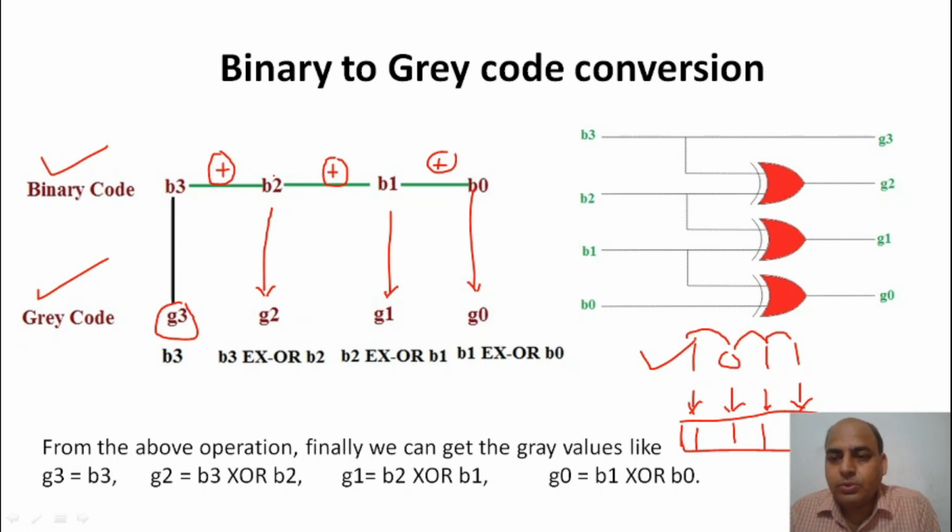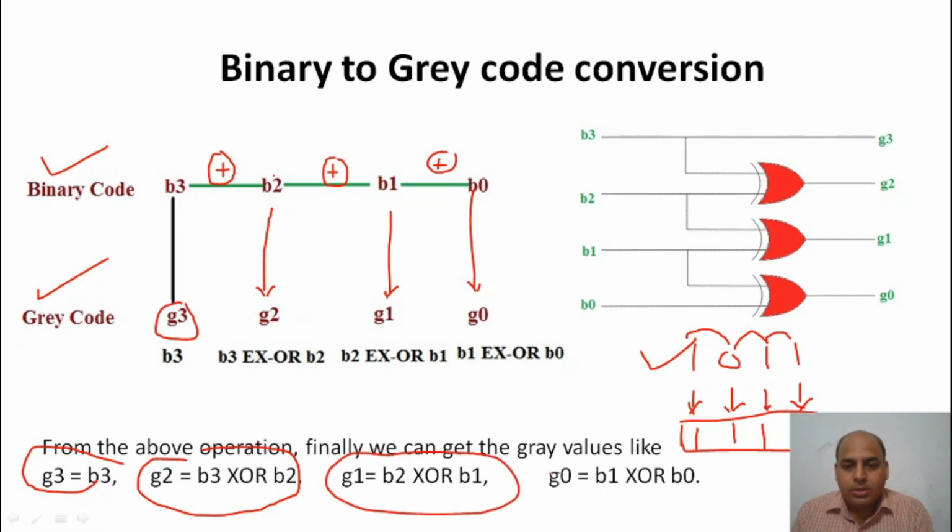binary 1011. So here G3 equals B3, first thing, G2 equals B3 XOR B2, G1 equals B2 XOR B1, and G0 equals B1 XOR B0. This is the operation by which we can convert the binary code into gray code.